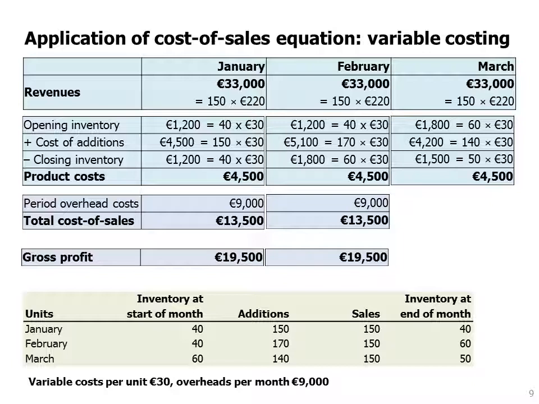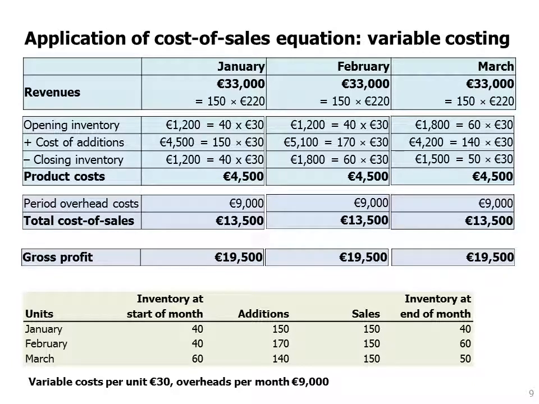And in March, production has fallen to 140 units, so revenue is unchanged, number of units sold is 150. Inventory has fallen by 10 units because we only produce 140 units. So our cost of sales is 60 units opening inventory times 30 is 1,800, plus 140 units times 30 euros, which is our additions, is 4,200, less 50 units at 30 euros, which is 1,500. That's our closing inventory. Product cost 4,500, and again our period overhead cost of 9,000 euros.